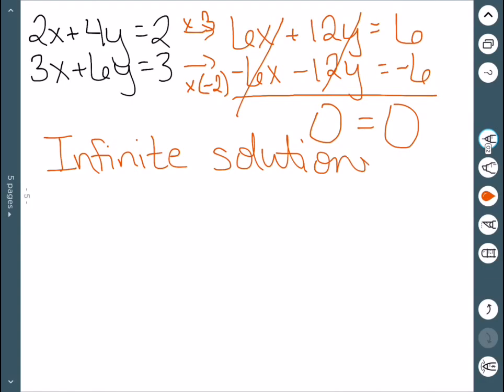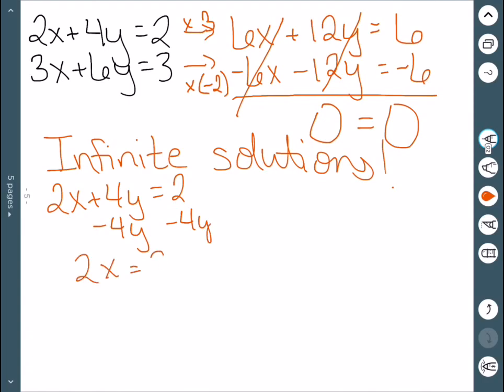And this is a very strange concept, but essentially, if I try to graph these two equations, they actually lie along the same line. So all of their points are actually in common. The way we usually write this is to pick either one of the equations and solve for either one of the variables. It doesn't matter which equation you pick or which variable you solve for.